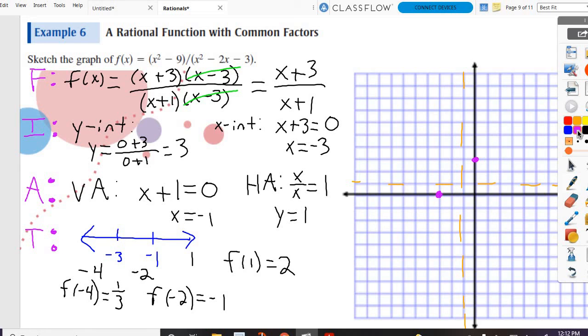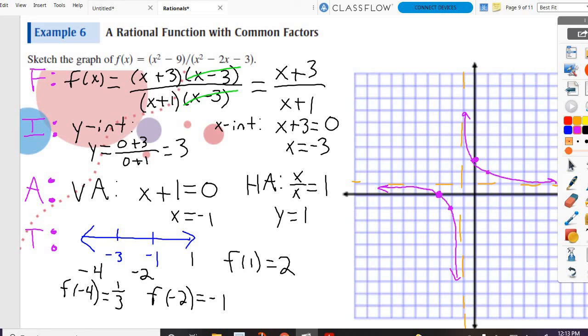So again, I'm going to take -4, positive 1/3, -2, -1, and then we have positive 1, positive 2. So again, just drawing my graph to get closer and closer to our asymptotes. So our graph would look something like that.